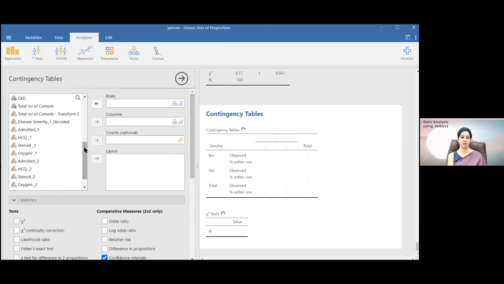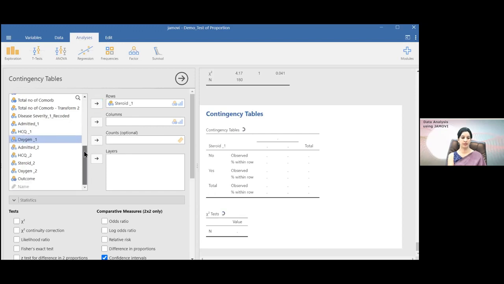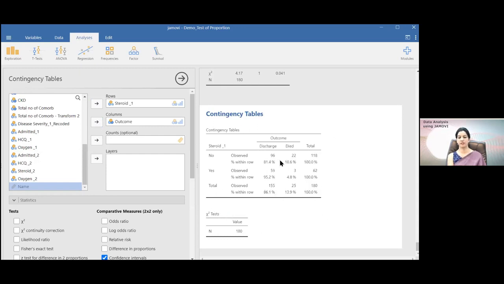So in that case, what I'll do, I will shift this to, so this was the steroid. So in row, I'll move this steroid. And outcome, I have moved here to the column. And again, you can see the status. So you can see the people who were taking steroid, 4.8% of the people died. Death was only 4.8%. Whereas the people who were not taking steroids, it was 18.6%.